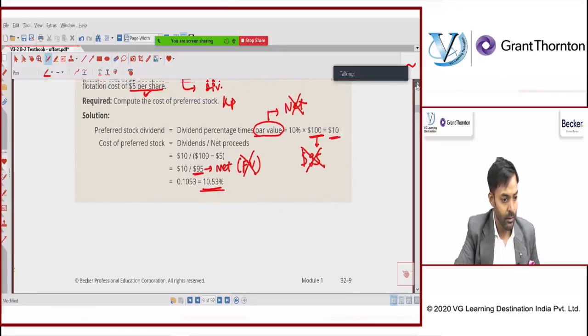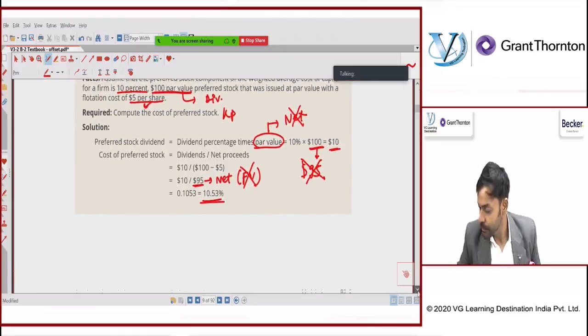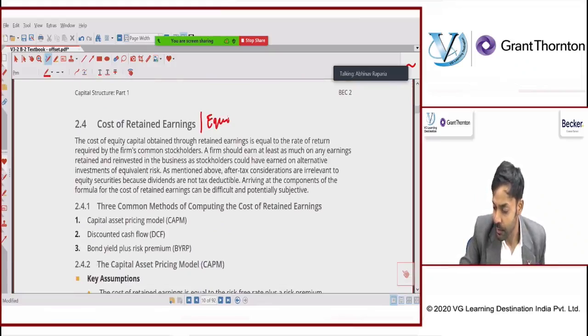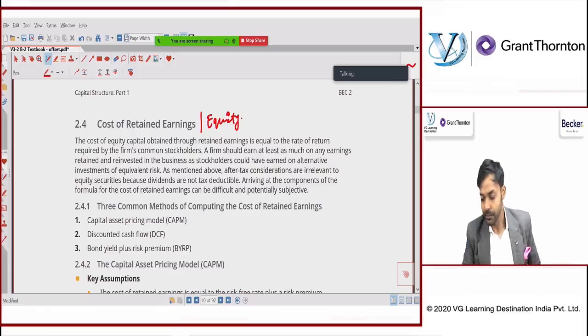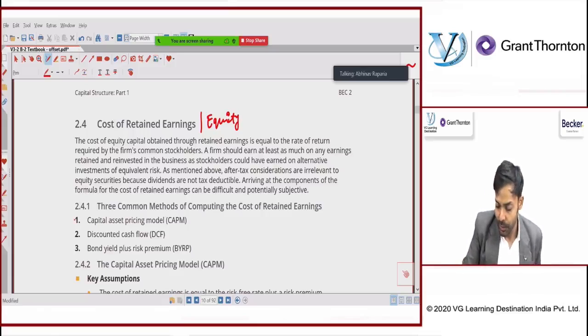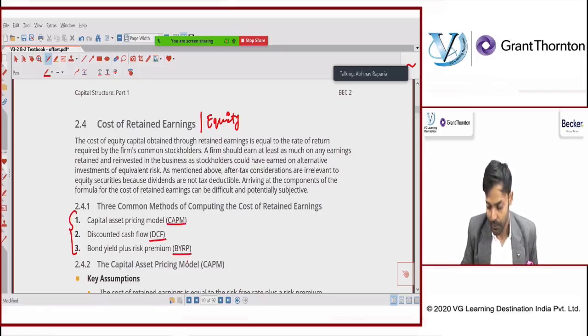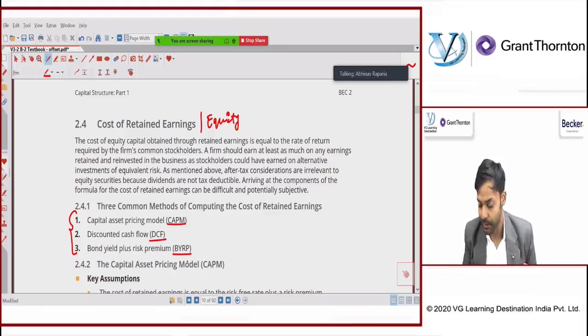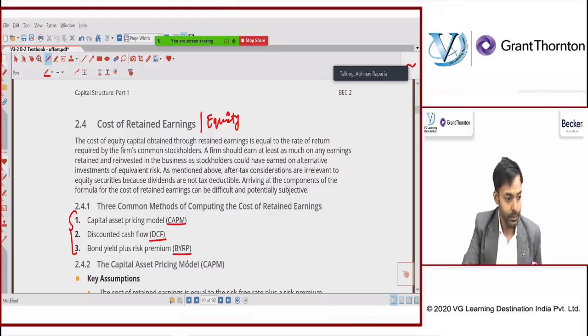I'll just leave you here in case you want to write. Okay. The last in line is the cost of retained earnings, which is also called the cost of equity. There are many methods of calculating the cost of equity, but here we are limiting ourselves to only three models: CAPM, the capital asset pricing model; discounted cash flow, DCF; and third is BYRP, which is bond yield plus the risk premium. Obviously, there are many other methods. You would have done many more methods in your college and your CA, but here we're limiting to these three.